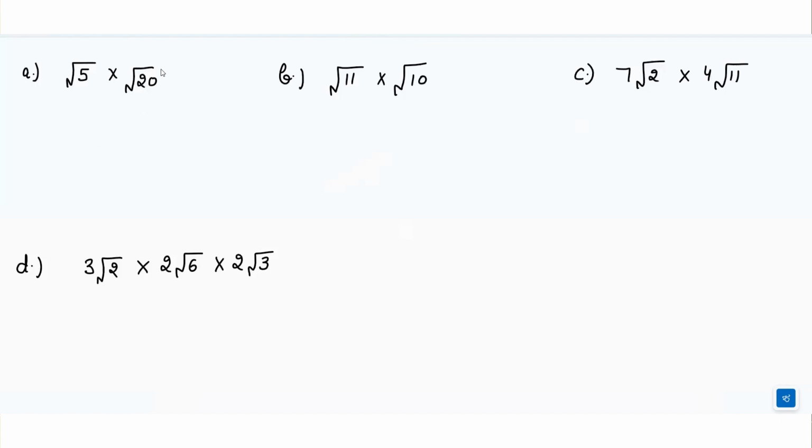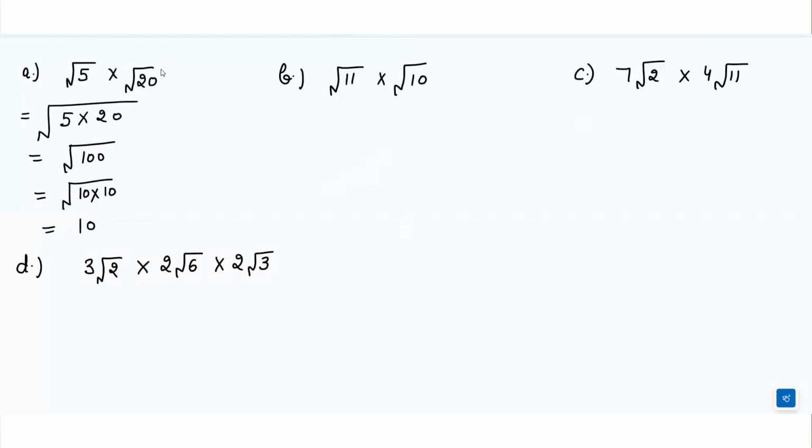Now let's understand how to multiply the surds first. The surds are root 5 into root 20. To multiply this, I will write the square root of, and within the square root I will write the numbers 5 into 20. So I will get 100, and 100 is a perfect square of 10. So 100 can be written as 10 into 10 within the square root, which is equal to 10.